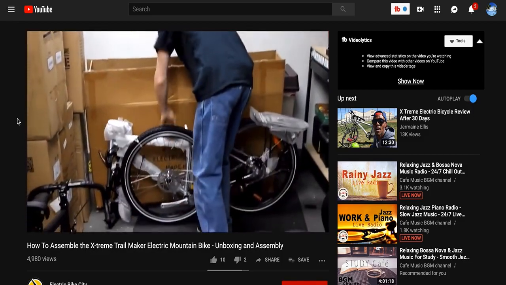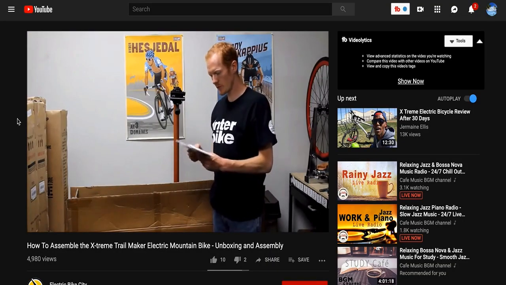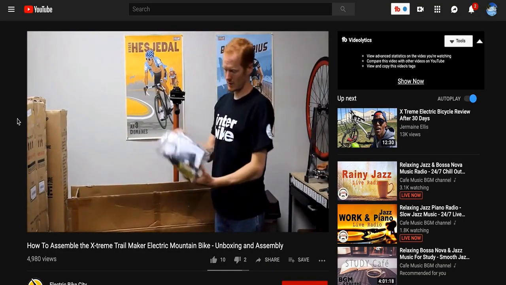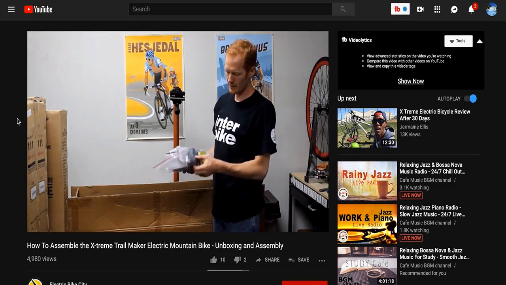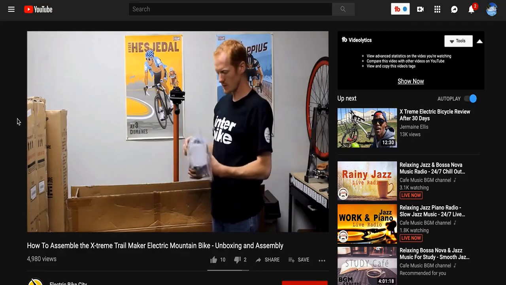So that's what it looks like right out of the box. Pull out your user manual. This is really important. And pull out your bag of goodies here. It'll have your charger, derailleur cover, tool set, pedals, and a light.